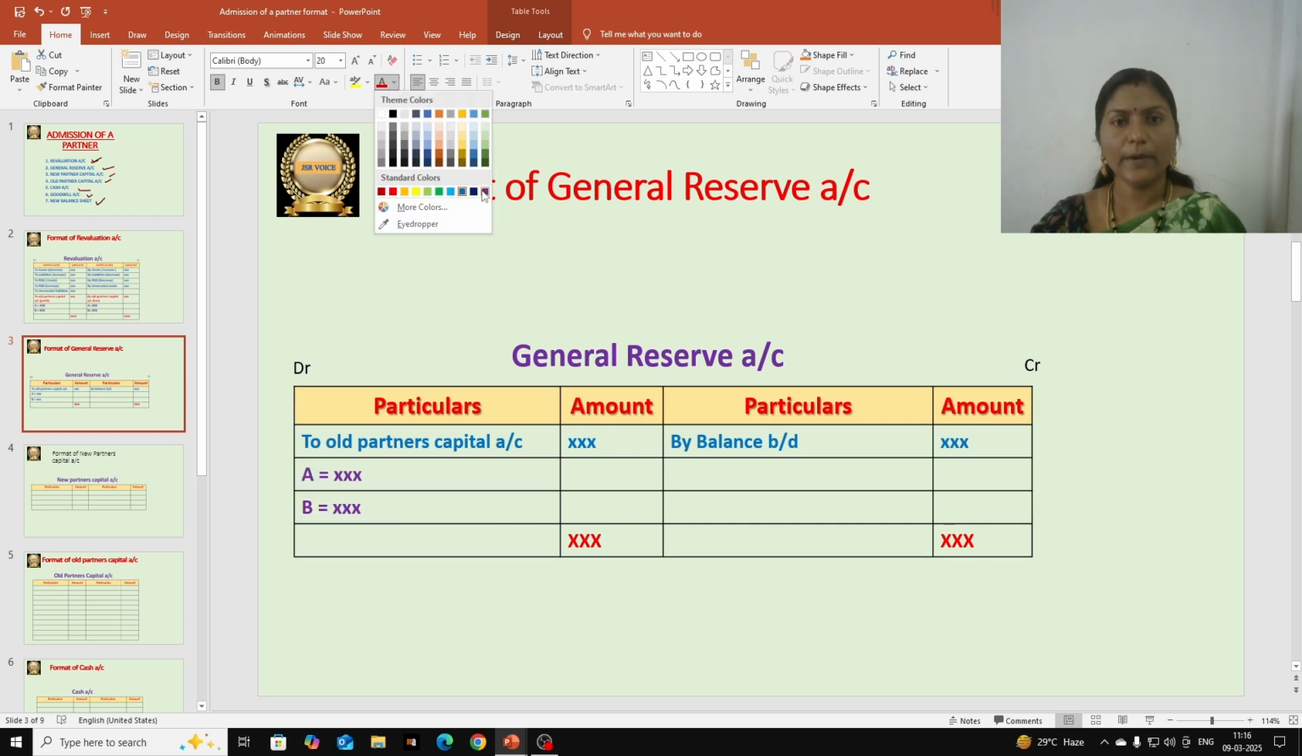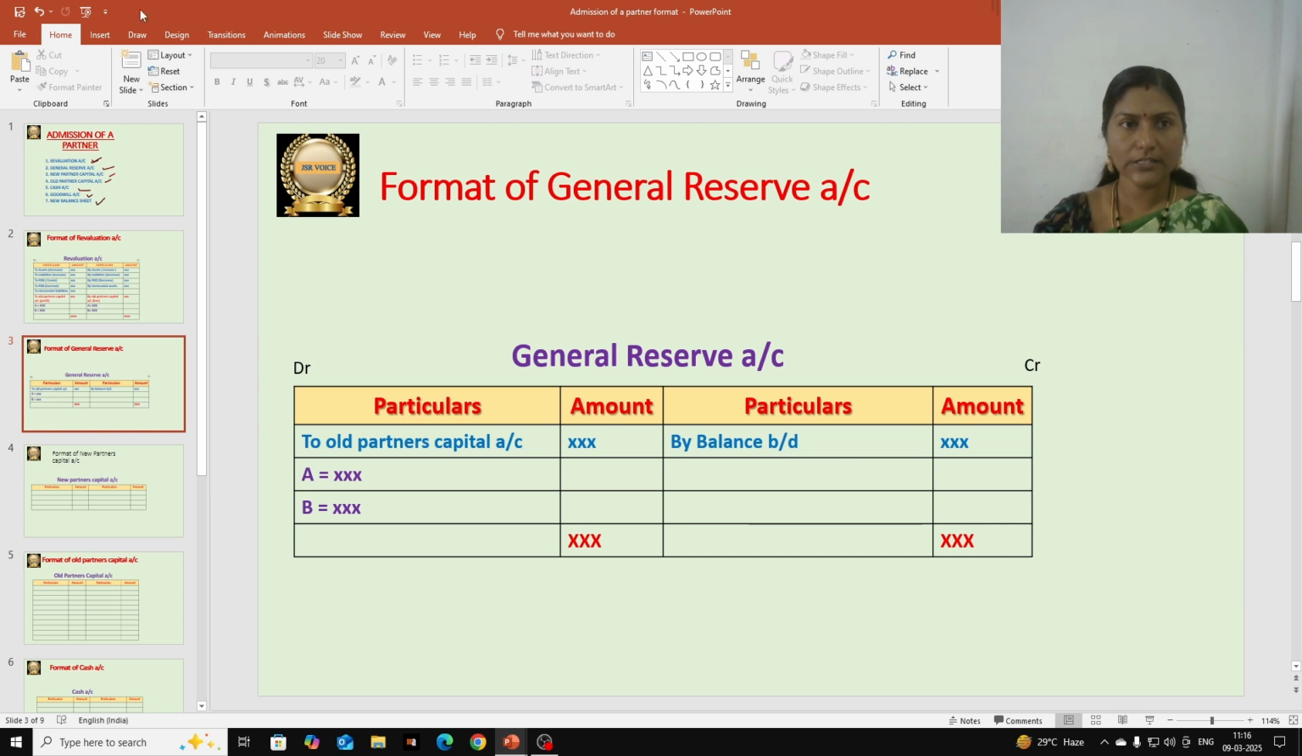So this is how we prepare general reserve account. Hope this is clear.